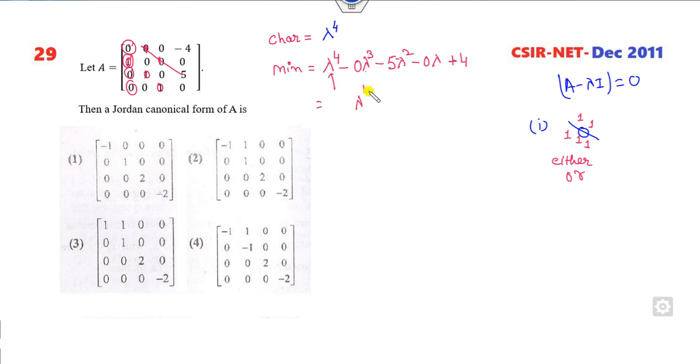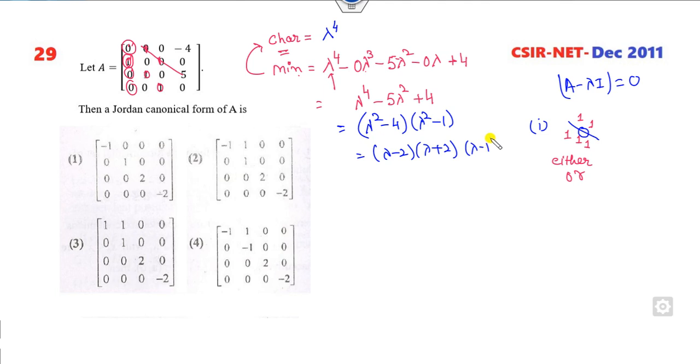Now what is that? This is lambda 4 minus 5 lambda square plus 4. This is the characteristic polynomial, and the minimal is the same. Whenever you use this method, characteristic and minimal are both the same. You can factor lambda square minus 1. So this is lambda minus 2, plus 2, minus 1, plus 1. What are the eigenvalues? Eigenvalues are 2, minus 2, minus 1, plus 1. What is the algebraic multiplicity of each? Each one. Since they are distinct, the characteristic polynomial is the same.